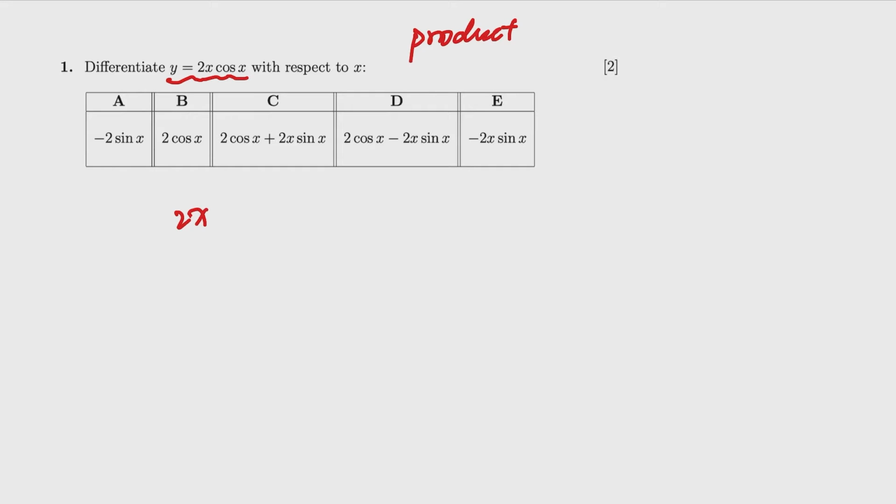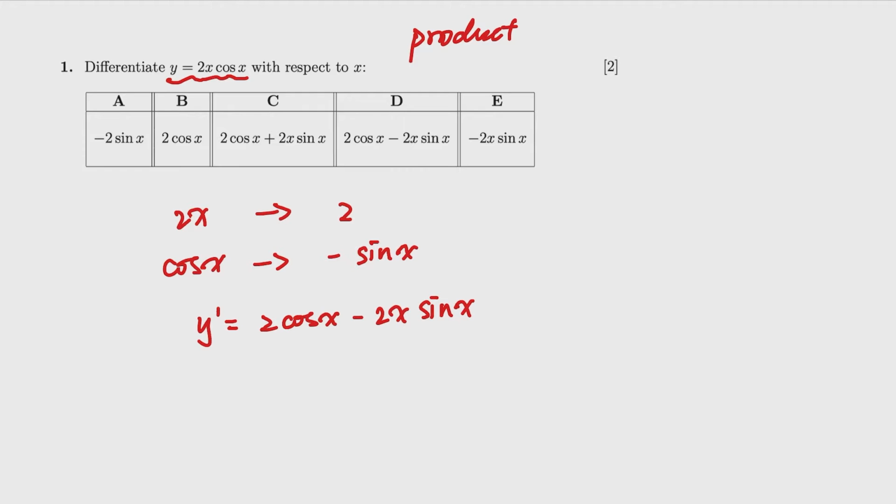2x we will differentiate to 2, and cos x is going to be minus sin x. So if we use product rule, that's going to be 2 times cos x plus 2x times minus sin x, which is minus 2x sin x. So the correct answer is D.